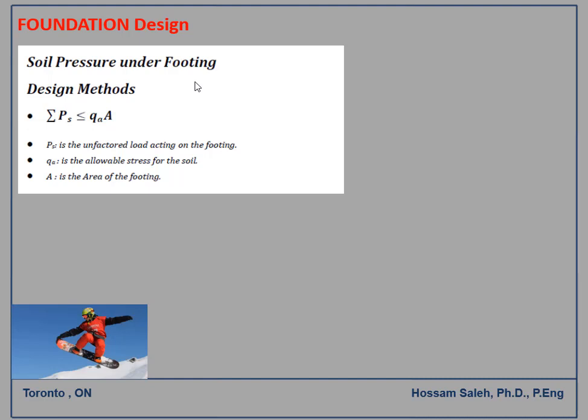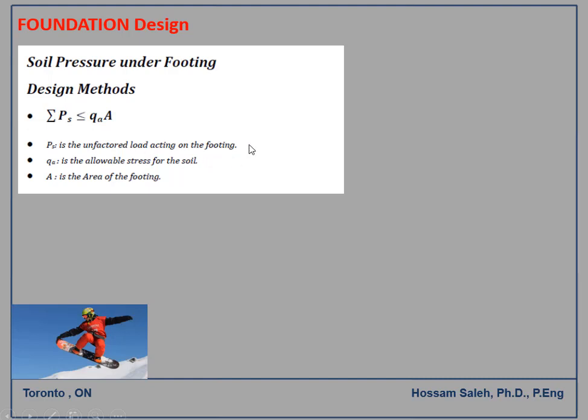So you want to make sure that the pressure from the building or from the footing is less than the bearing capacity of the soil, the allowable bearing capacity of the soil. Here we have the service load as the unfactored load acting on the footing. You remember when we designed the column, we multiplied the dead load by 1.25 and the live load by 1.5.